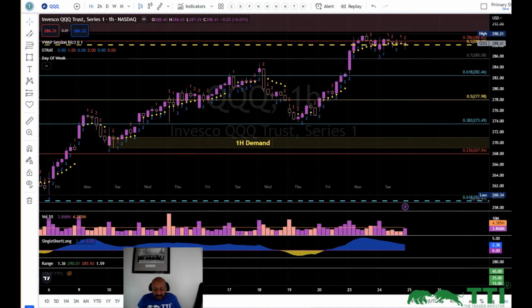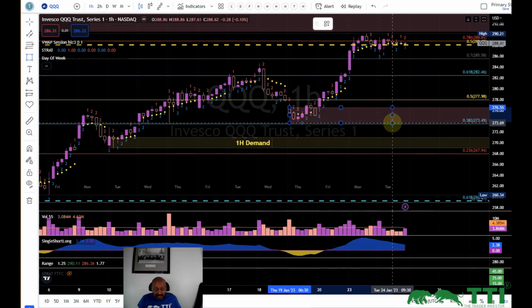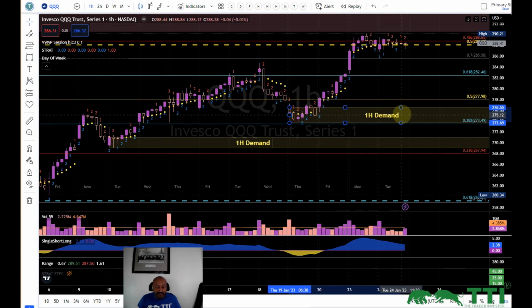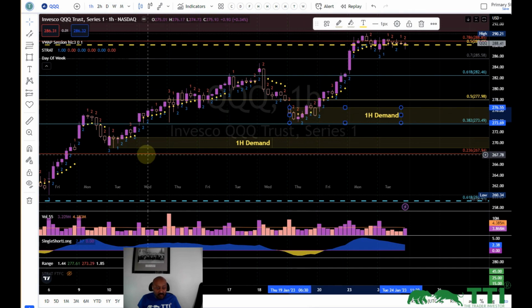And the other thing you should notice is drop, consolidate, rise. What is this? It's a demand zone, right? So don't forget this demand zone. We have two. We have one a little bit lower. We have one up here.